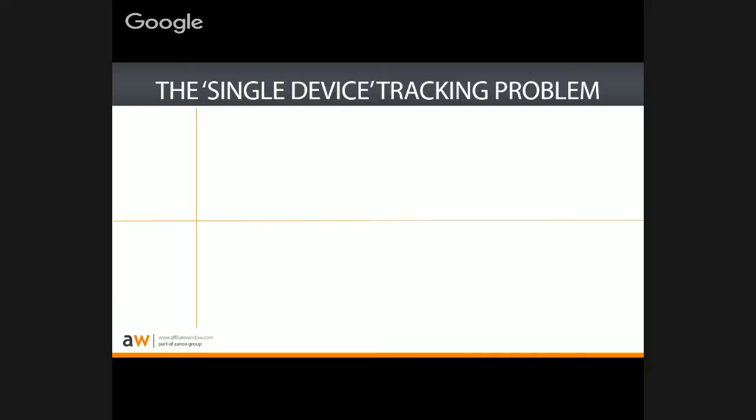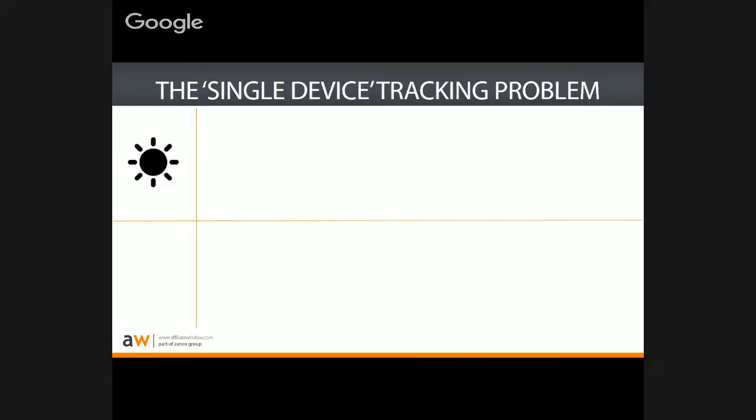So that was the research that we did. That was the why. That was what put us in a place to think that we needed to do something about our tracking to ensure that we could record and reward publishers in a cross-device environment. But let's have a look at this single device tracking problem in a little bit more detail. I mentioned earlier that I think single device tracking solutions are redundant now, and this is the fundamental reason why.